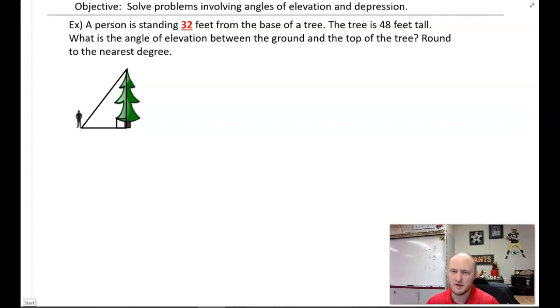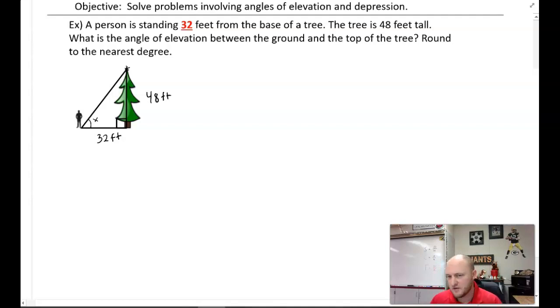All right, here is our next example. They say a person is standing 32 feet from the base of a tree. The tree is 48 feet tall. What is the angle of elevation between the ground and the top of the tree? So here's the ground, top of the tree is up here. So that's what we want to find. They say, what's the angle of elevation?